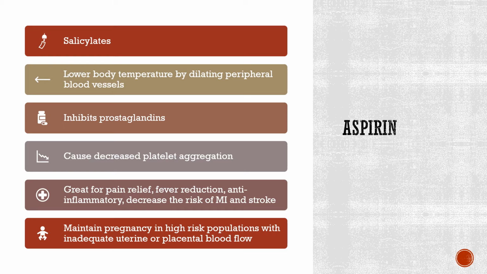Same thing with a patient that's had a stroke or a risk of stroke. And to help prevent these things, quite often you'll see it be used prophylactically in a smaller dose, like 81 milligrams, like a baby aspirin. Every day can help prevent these processes from ever occurring. It also is used much the same way to help maintain pregnancies that have high-risk populations, such as those who have inadequate uterine or placental blood flow.